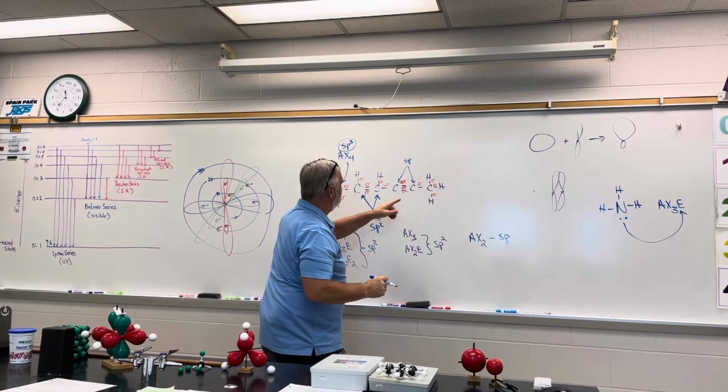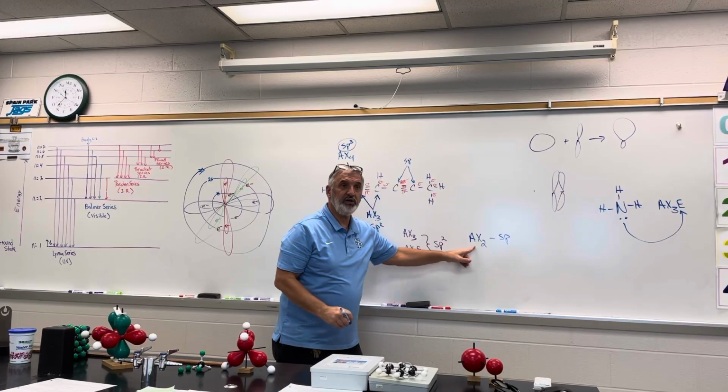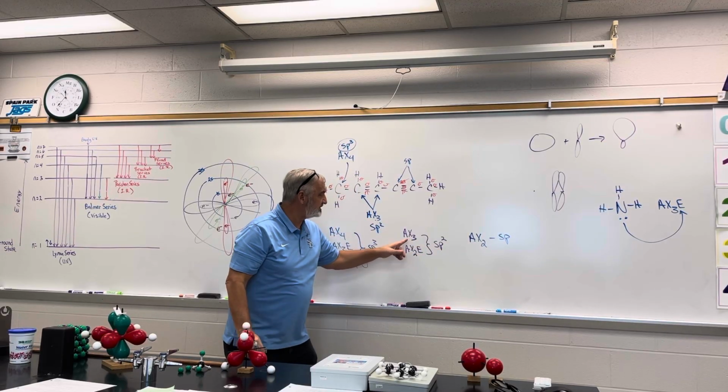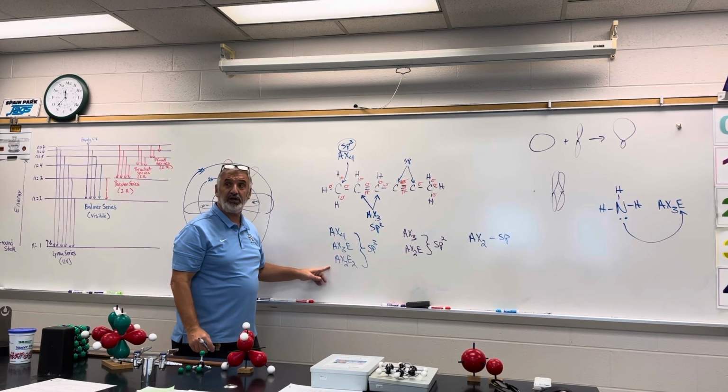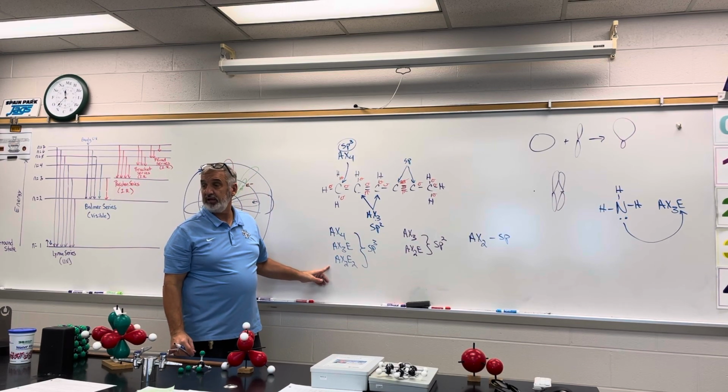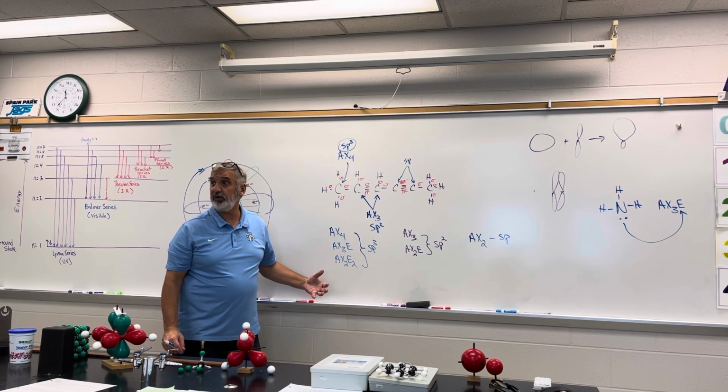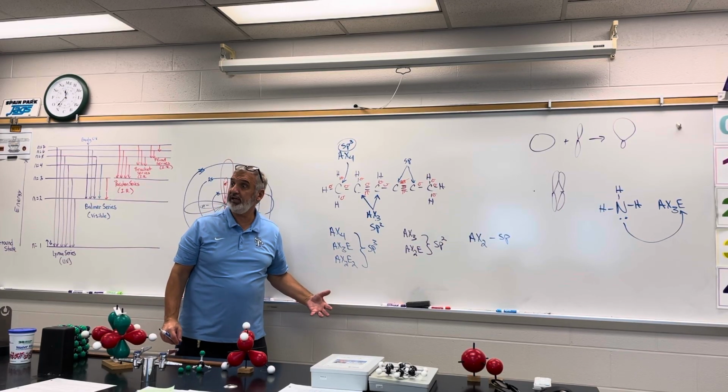Okay? This AX2 has 2 electron pair domains. This has 3 electron pair domains. These all have 4 electron pair domains. Obviously AX5, AX4E, AX3E2, AX2E3 all have how many?